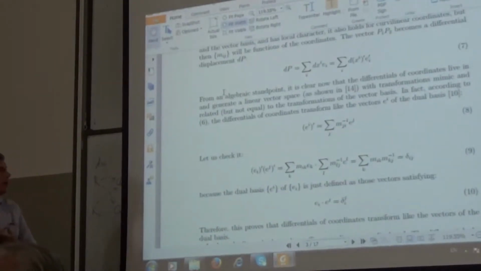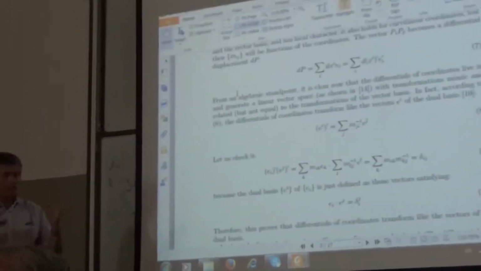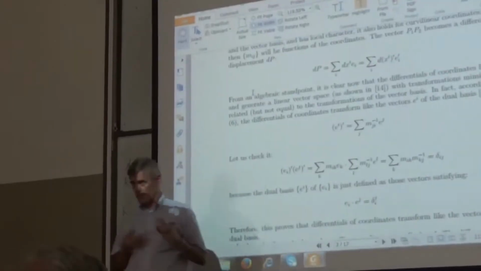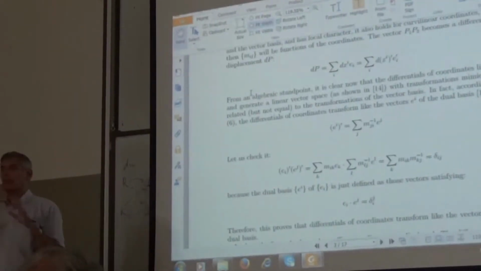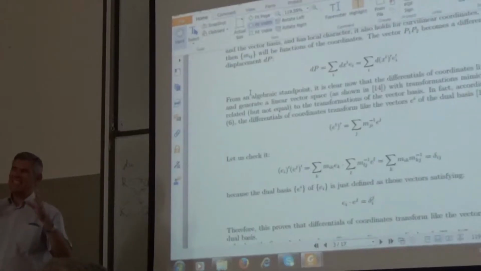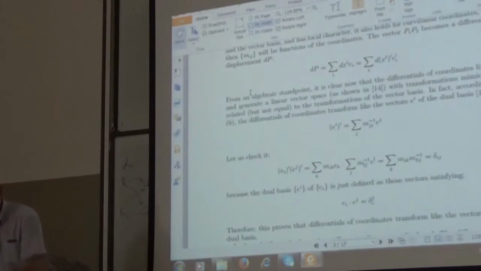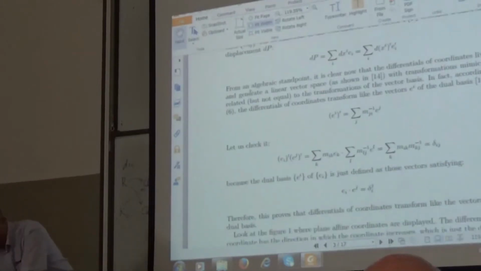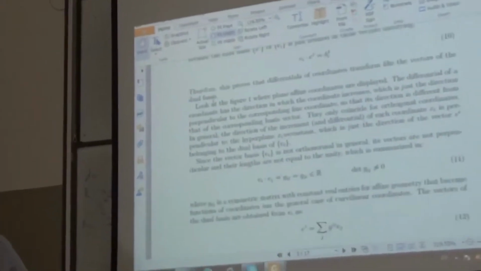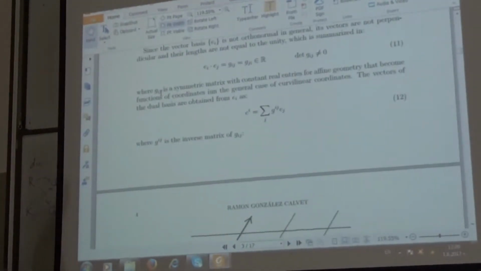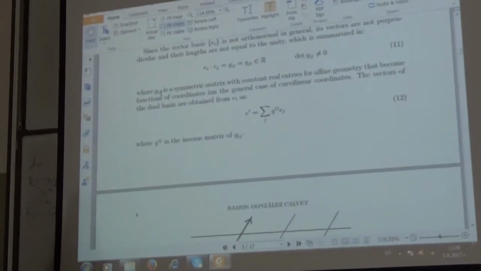Some usual confusion is to think that differentials are transformed as the vectors of the basis. This is not right. The differentials' coordinates are transformed as the vectors of the dual basis. If the basis is orthogonal, then the transformation is almost the same, but not the same. Okay?